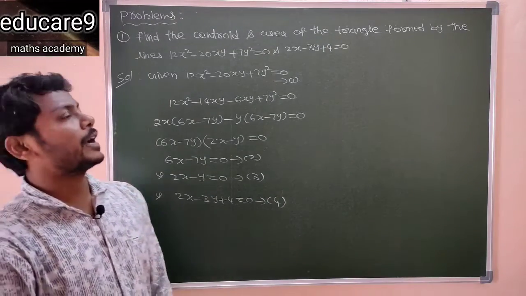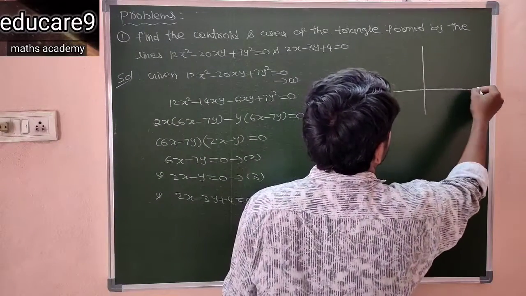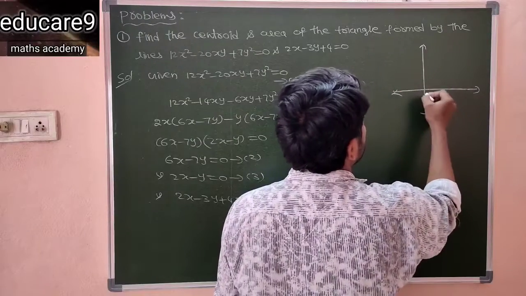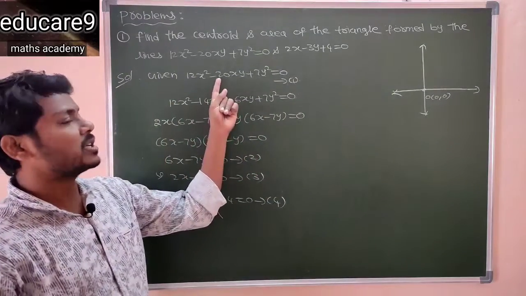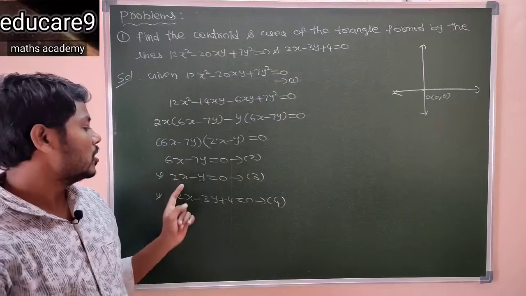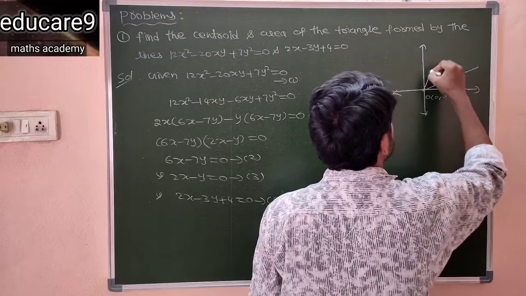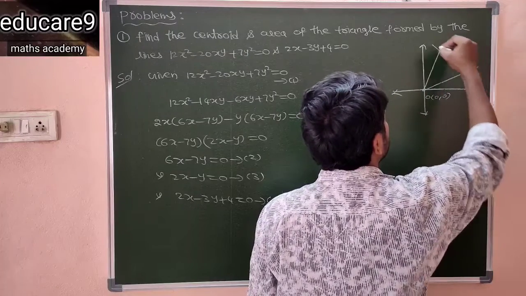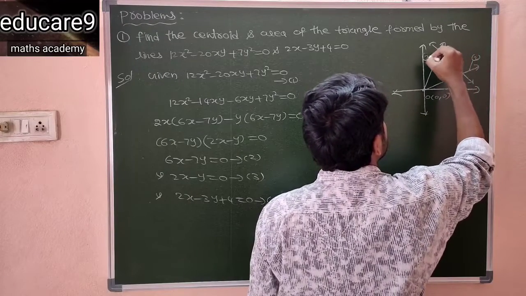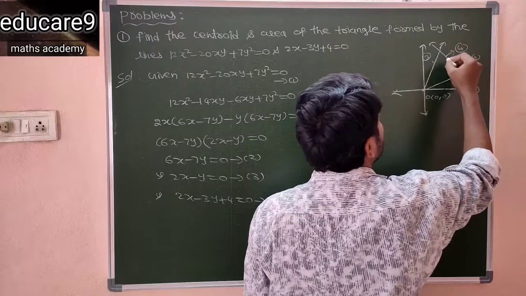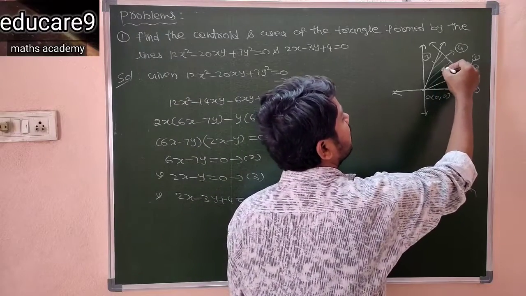Now here you need to find the centroid and the area of the triangle. So see here, consider the coordinate axes. This is the origin. This is a homogeneous equation, so it is passing through the origin. It represents two linear homogeneous equations. So this is one straight line and this is another straight line. This is equation 2, this is equation 3, this is equation 4. Now find this area as well as the centroid G.